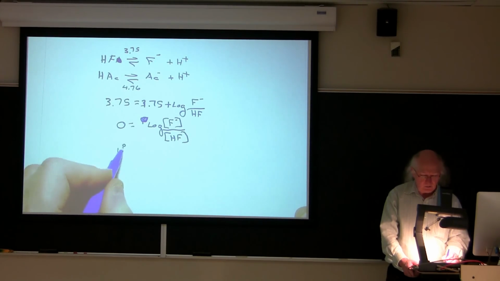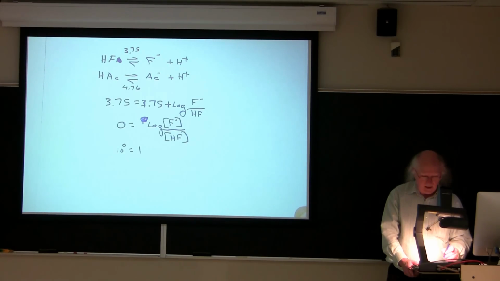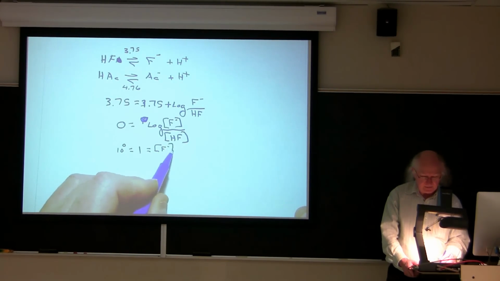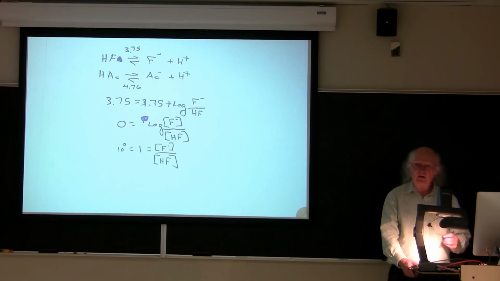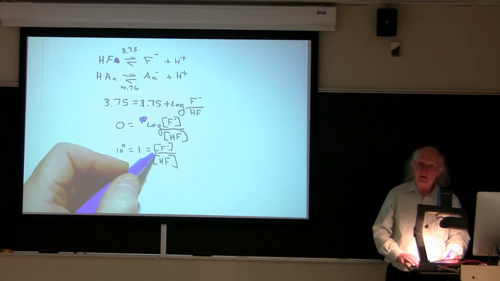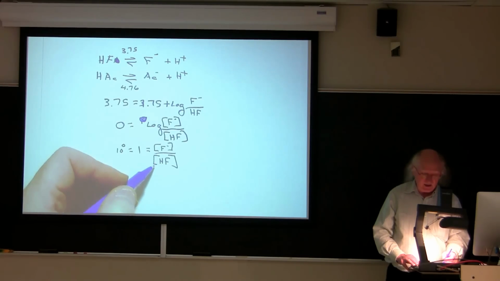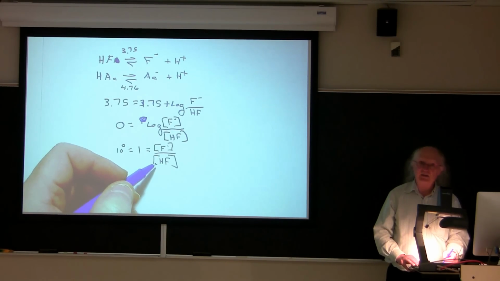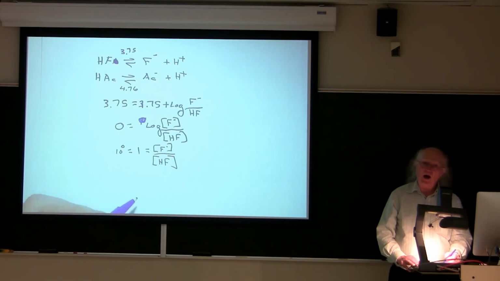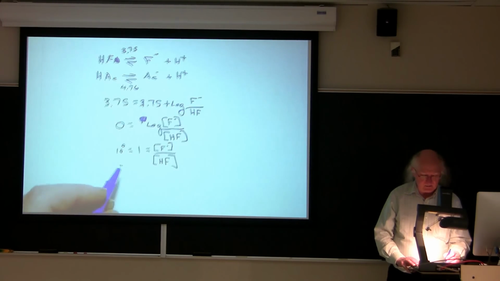And 10 to the 0 equals 1. And that therefore equals the concentration of F minus all over the concentration of HF. So what that tells us is at this particular pH that I've picked, the amount of the salt, which is the F minus, is equal to the amount of the acid, HF. Well, at the same pH, how ionized is acetic acid?